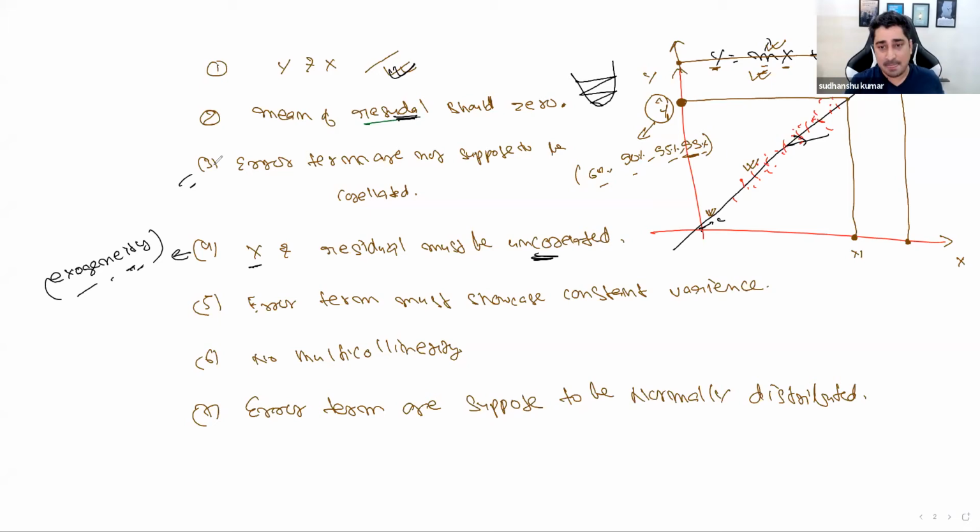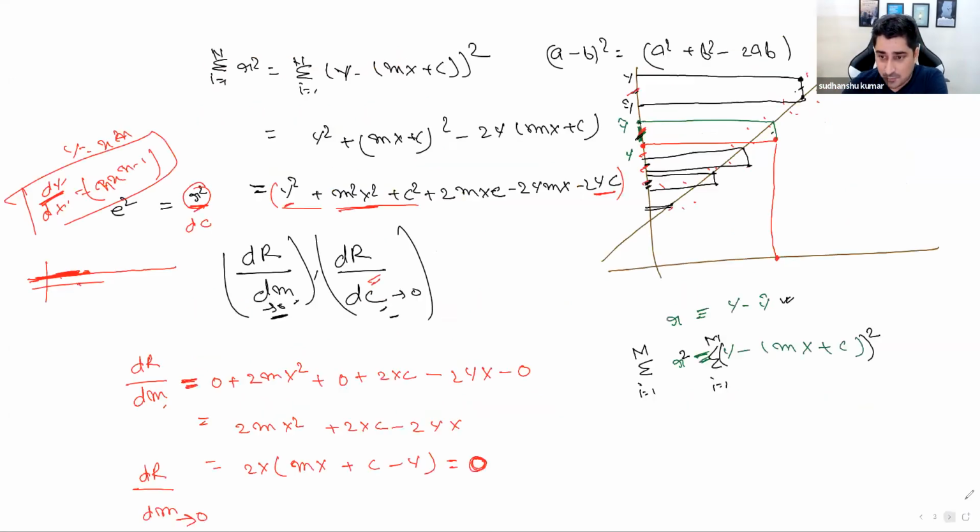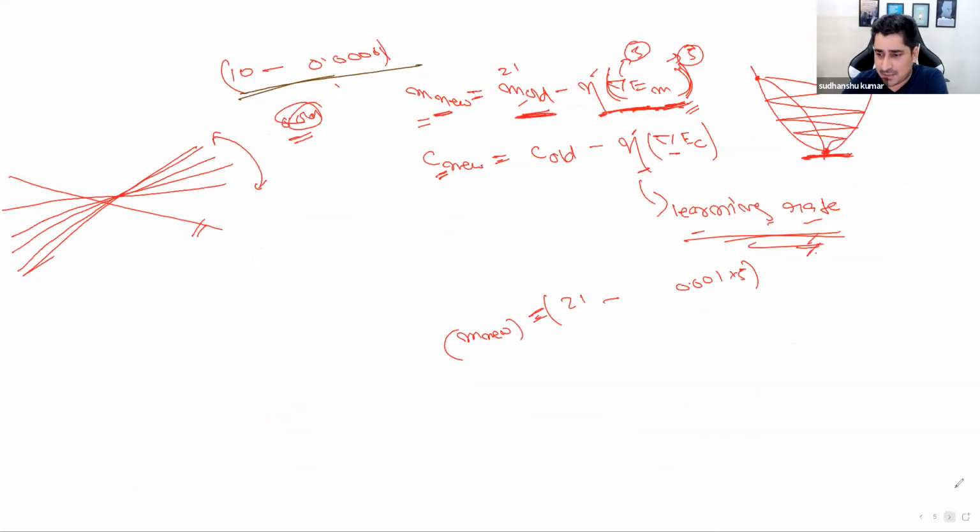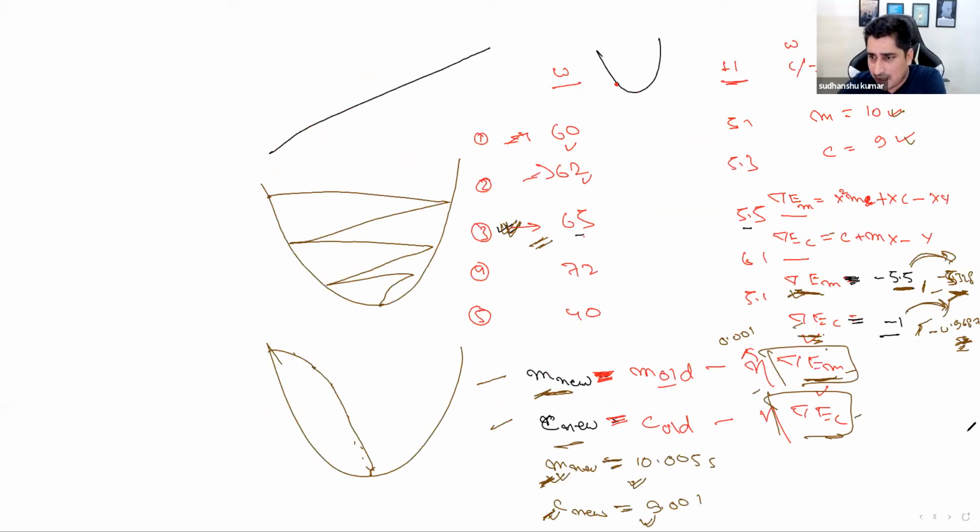Now point number 5 says that your error term must showcase a constant variance. It means it is constantly changing, decreasing or maybe increasing, so your error terms are changing. Yes, I think we are able to prove it. Can I say that our error terms are changing here? Again, if you try to find the next value of EM and EC, it will show you the same tendency. It will change.